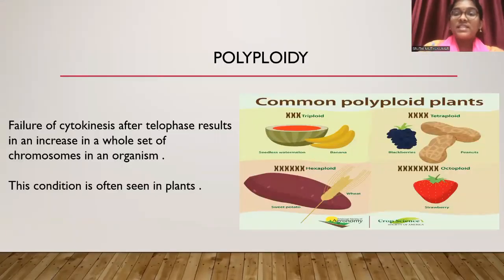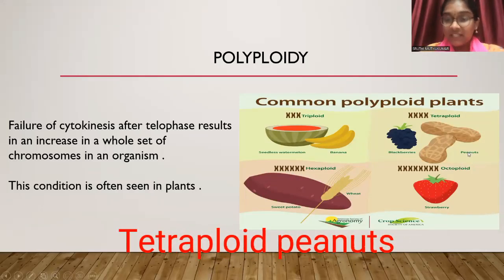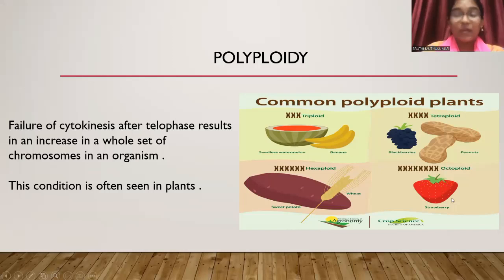Next we are going to see polyploidy. Polyploidy occurs when there is an increase in a whole set of chromosomes due to failure in cytokinesis. After telophase, cytokinesis takes place, so when there's a failure in cytokinesis, the entire set of chromosomes increases. We usually see this in plants. They have more than one nucleus in those conditions, which we call a syncytium condition. Seedless watermelon and octoploid peanuts are examples of polyploidy, and it commonly occurs in plants. So that is basically polyploidy.